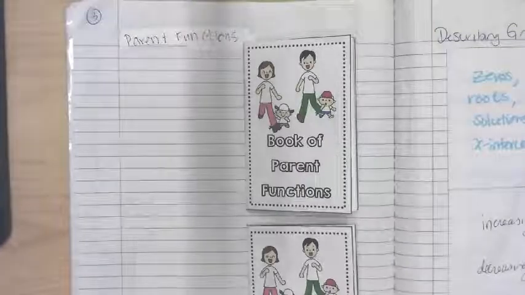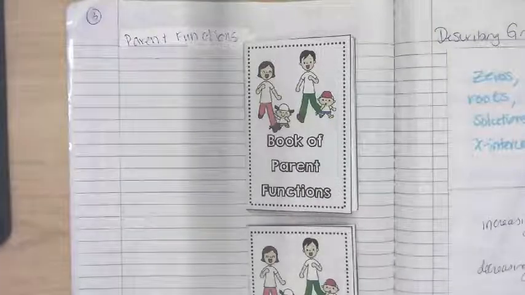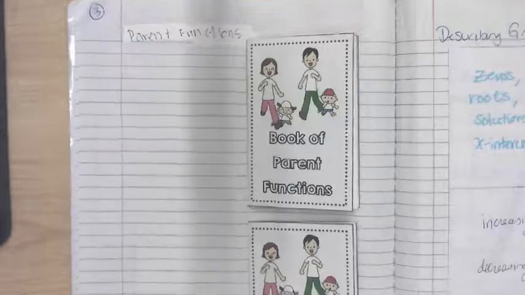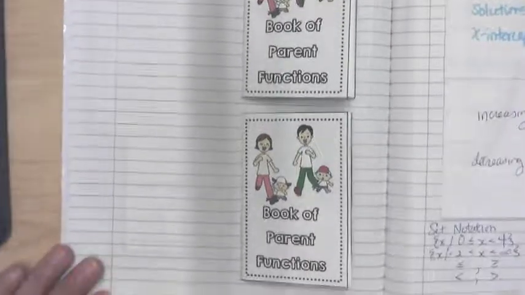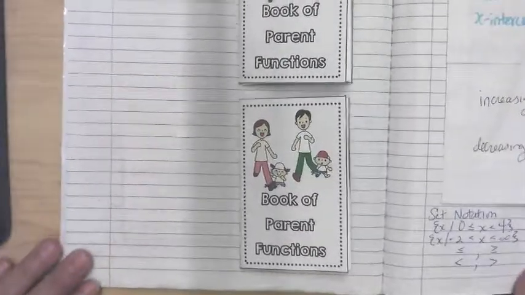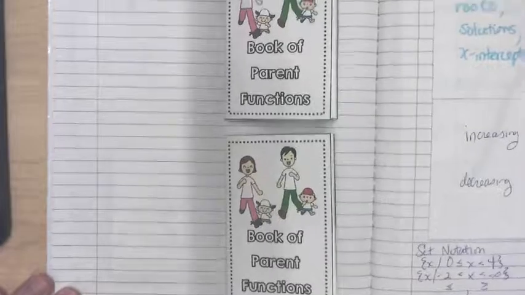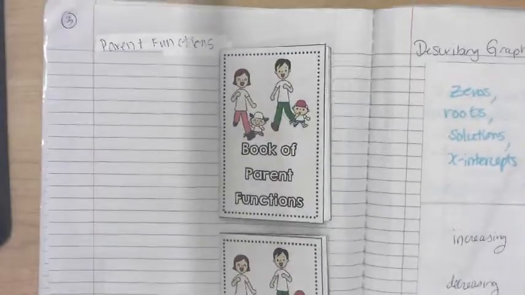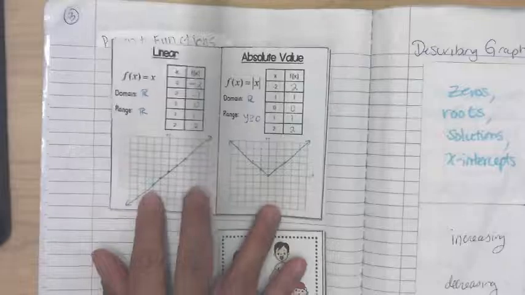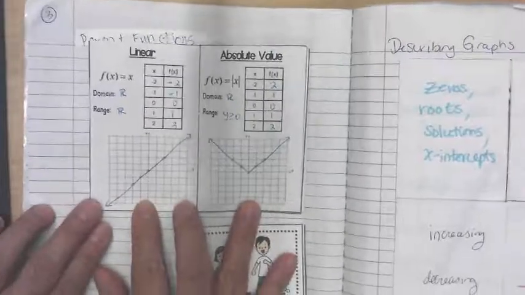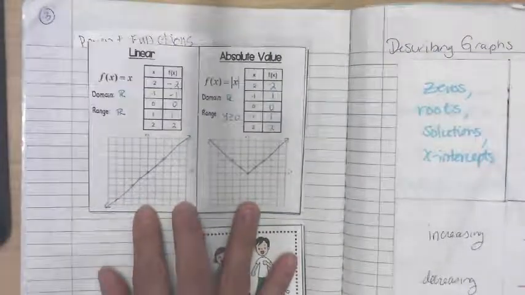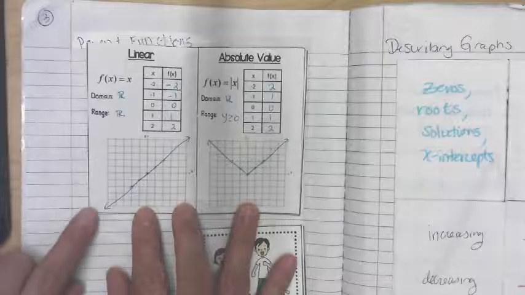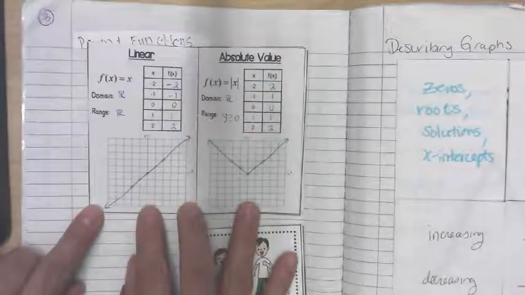For page 3, you'll title it Parent Functions. You've already created your 2 books by cutting and folding the 2 sheets that I gave you with your parent functions on them. So for the first book, I want the one that has the linear and absolute value as your first 2. And so these are 2 of your parent functions.